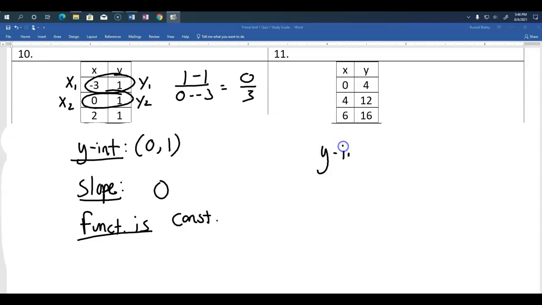Let's go ahead and take a look at number 11 here. The y-intercept is the place where it touches the y-axis, but you can also see that it's the place where the x value equals 0. So in this case, that's right here. When the x value is 0, the y value is 4. So that would be the y-intercept.